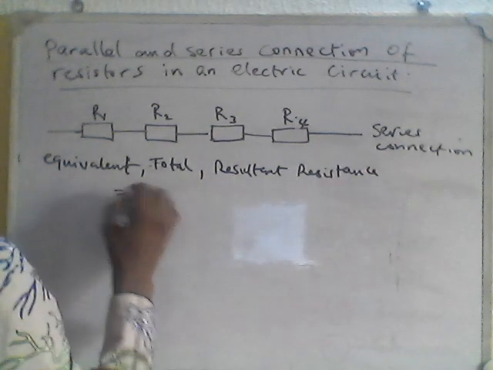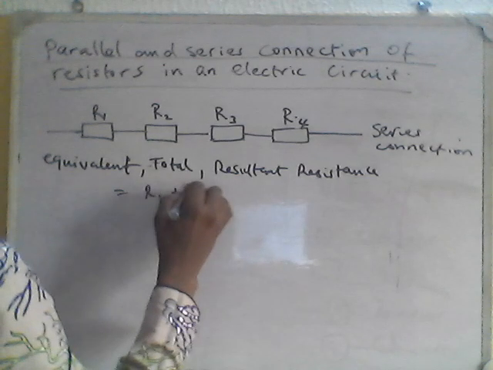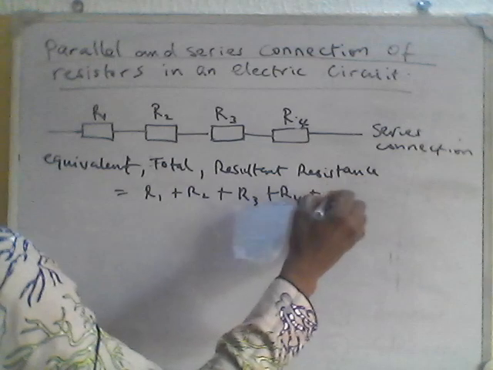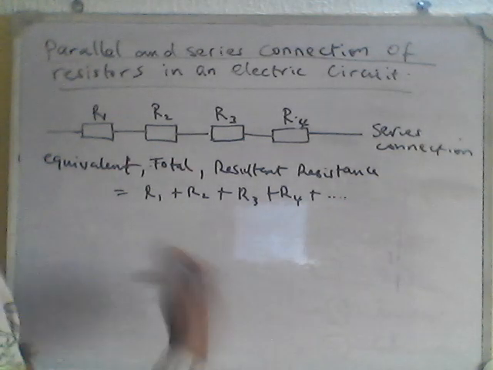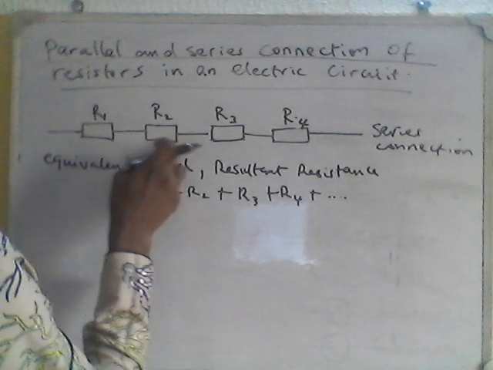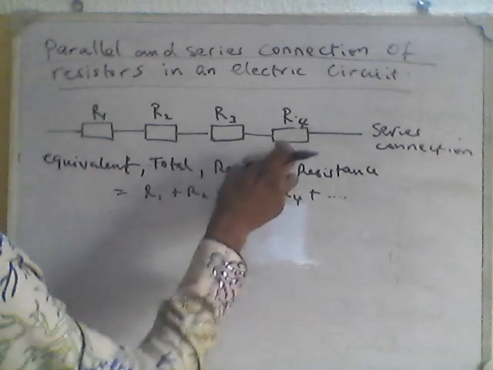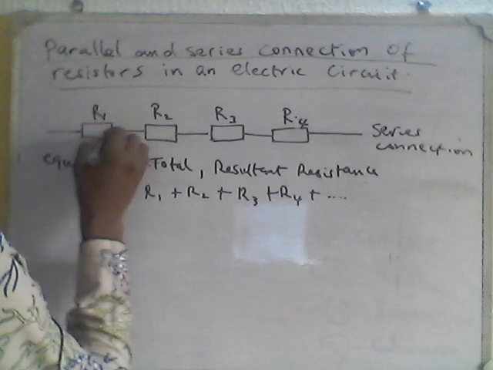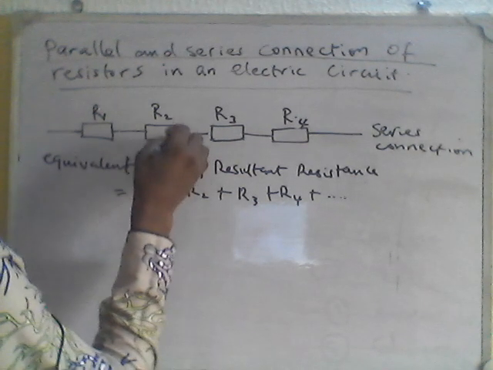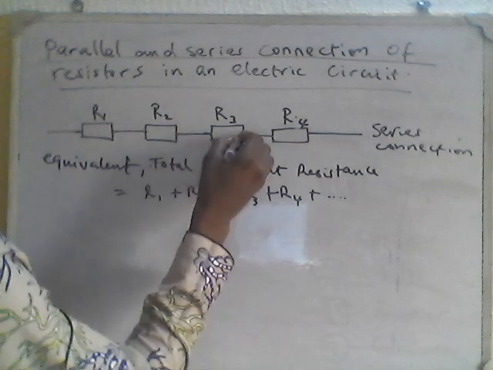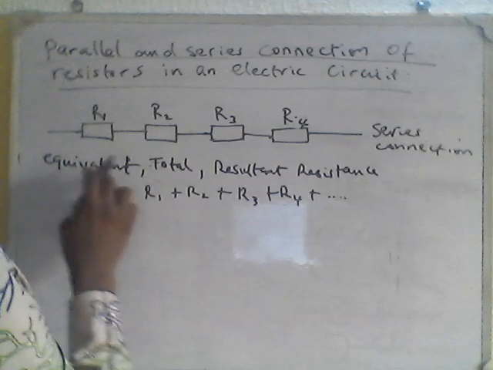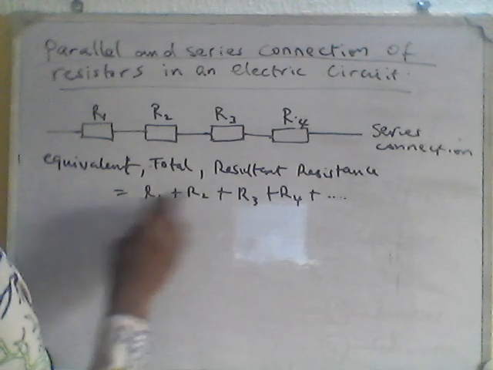is given as simply R1 plus R2 plus R3 plus R4 plus whatever is continuous, as long as it's in this form. One is linked to another, this other is linked to this one, and so on. The end of the first one enters the beginning of the second one, the end of the second one enters the beginning of the third one, the end of the third one enters the beginning of the fourth one, and so on. So the total resistance or equivalent resistance or resultant resistance is given as R1 plus R2 plus R3 plus R4.